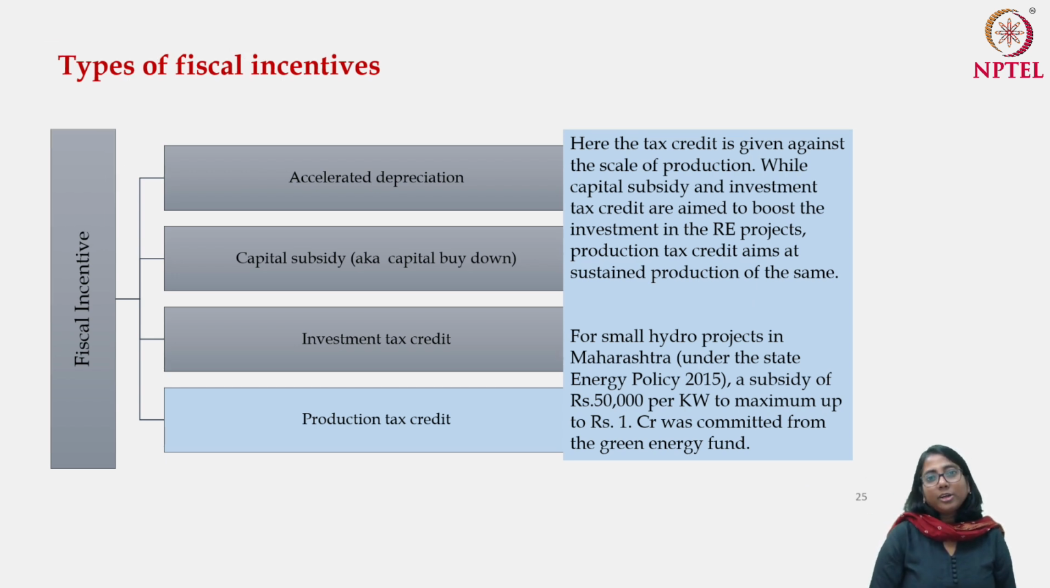For example, if we again go back to the renewable energy policy of 2015 of Maharashtra, we'll see that for small hydropower projects, a subsidy of 50,000 rupees per kilowatt was given, and the maximum amount payable was 1 crore. So this is the kind of production tax credit that we have in place in many other states as well. In a nutshell, this is the framework of fiscal incentives that are in place. There can be other instruments as well under fiscal incentive, but broadly these are the main mechanisms that you can see.